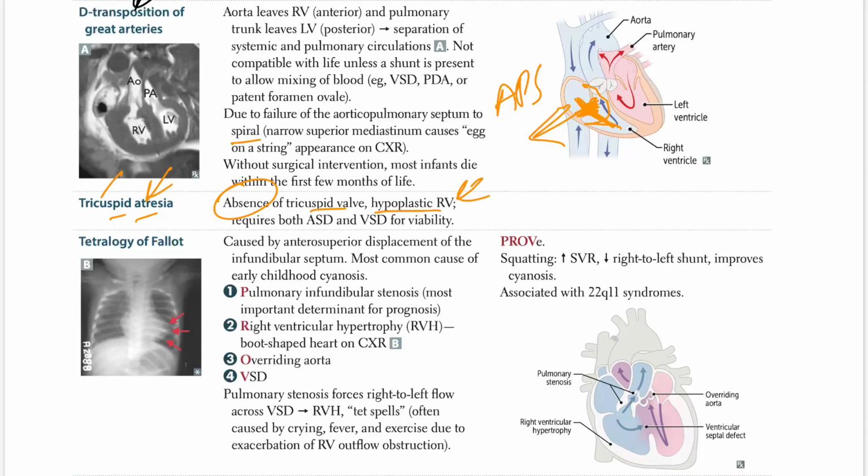It requires an ASD and a VSD for viability. Okay, so that the fluid can go from one side to the other side. Because as soon as the right ventricle pushes, less blood goes in here and more blood goes back to the right atrium, right? Like up top. So you need ASDs and VSDs for the viability.